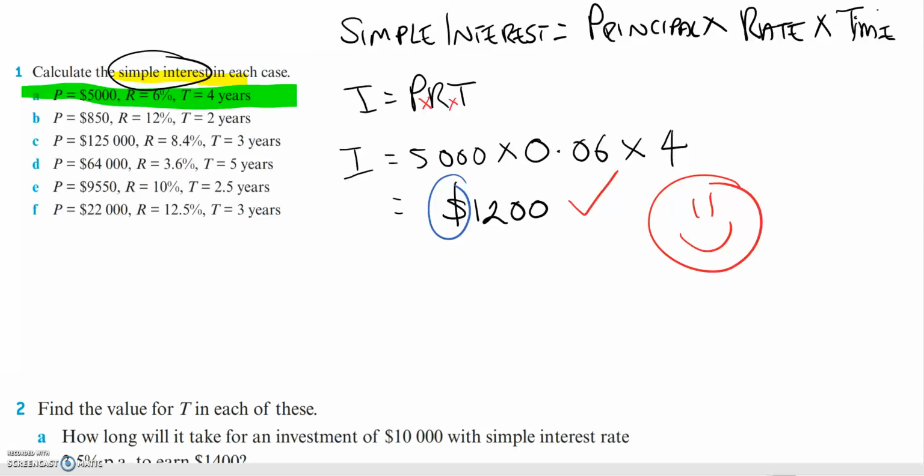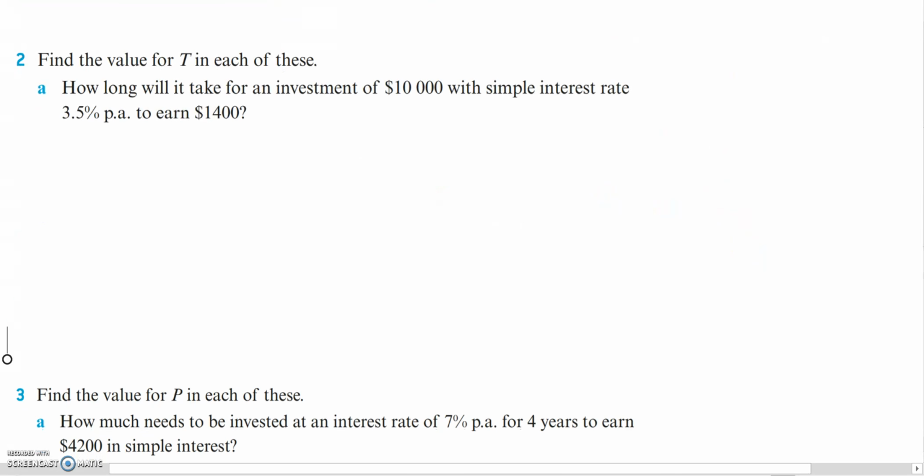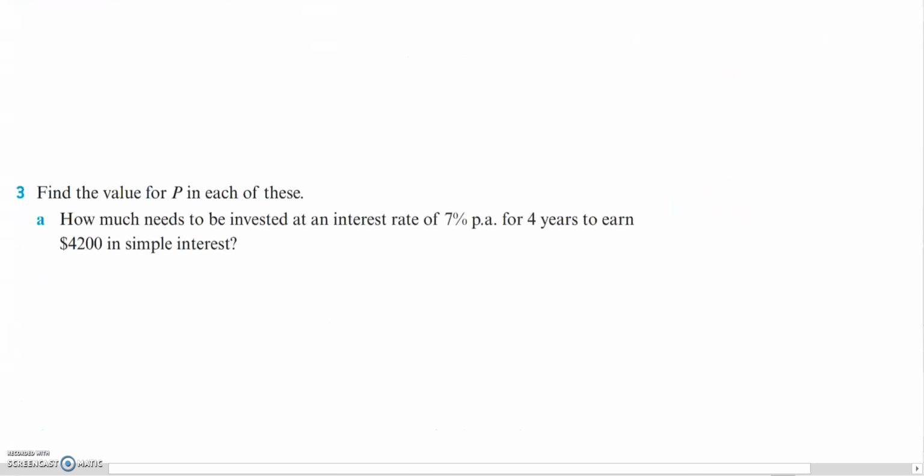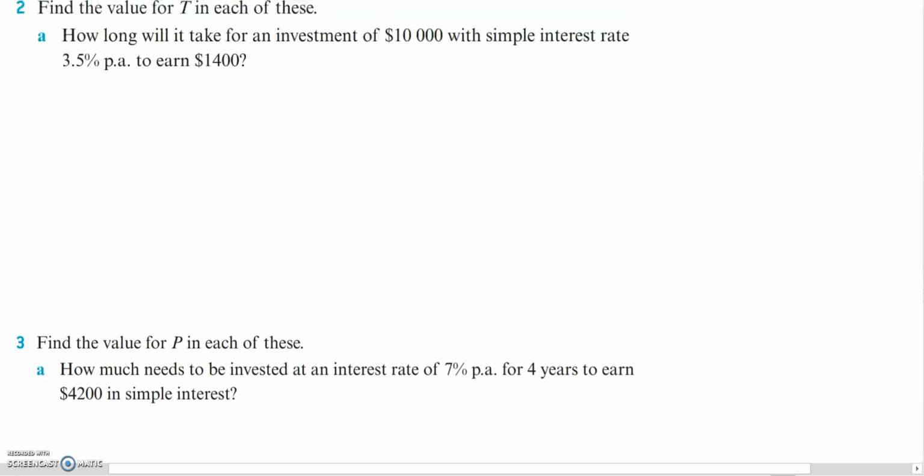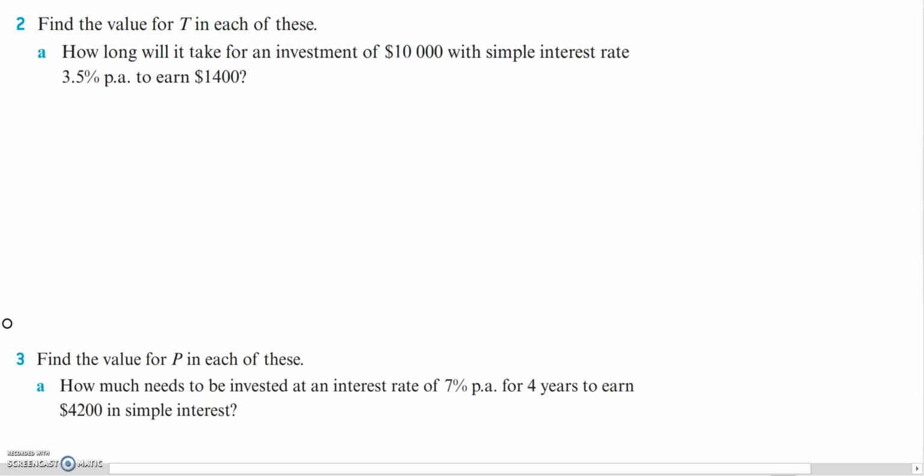Now moving on, when we look at finding T, P, and R, it's exactly the same process. We start with a formula, P R T equals interest. I've just done it a little bit backwards this time, but it works out exactly the same. So we have, how long will it take for an investment of $10,000, that's our principal amount, at a simple interest rate of 3.5% to earn $1,400?